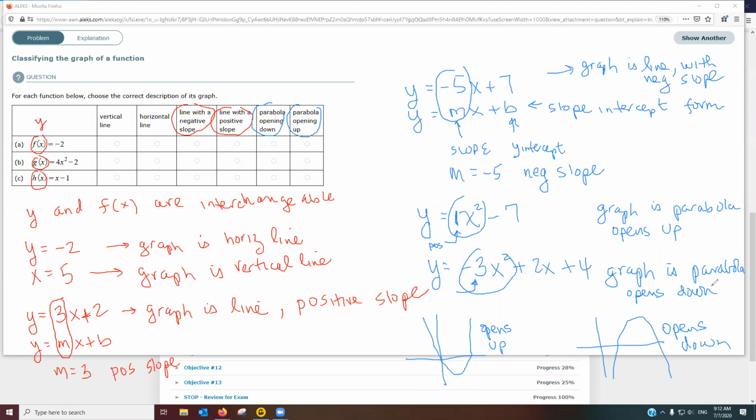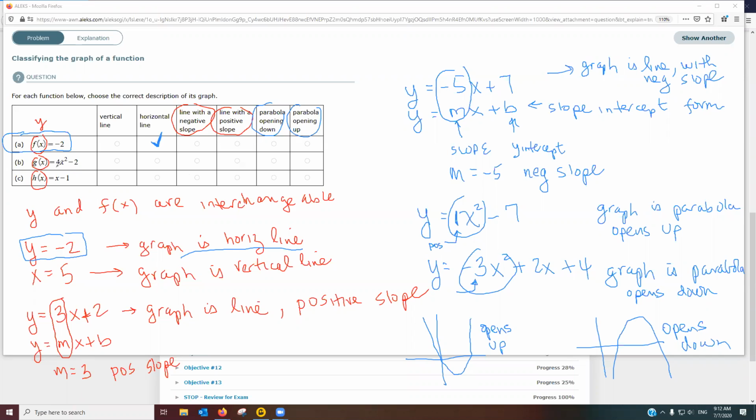All right, so now let's go to these examples. Part A is y equals negative 2. Remember, I'm thinking of f of x as y. Well, if y equals negative 2, anytime I have y equal a number, that graph is a horizontal line. So the answer to this one is horizontal line.